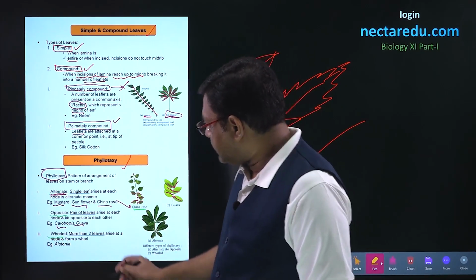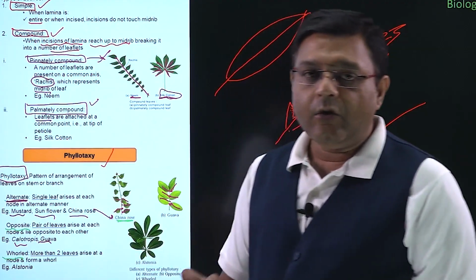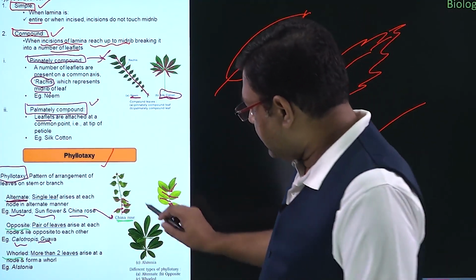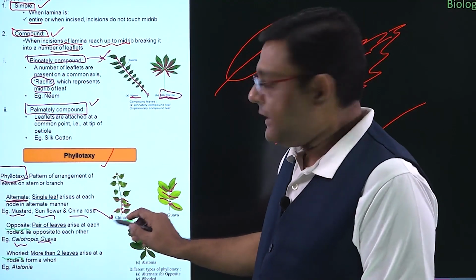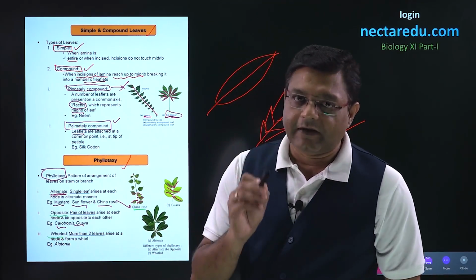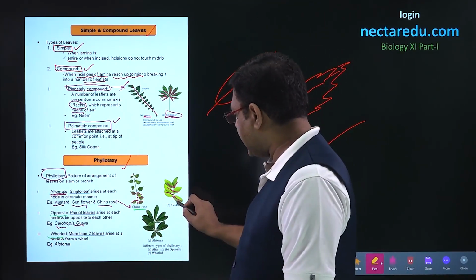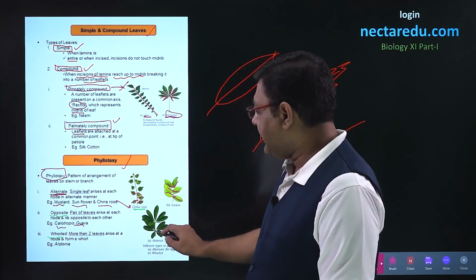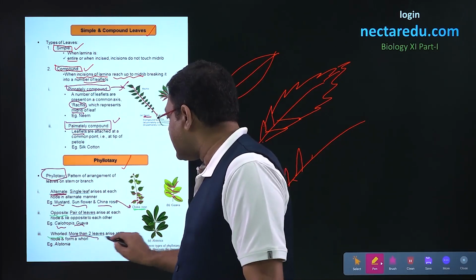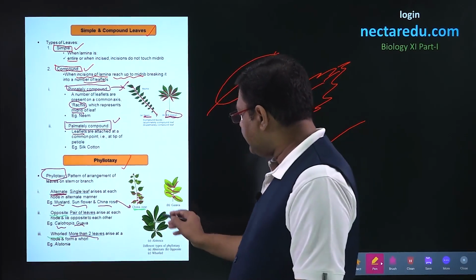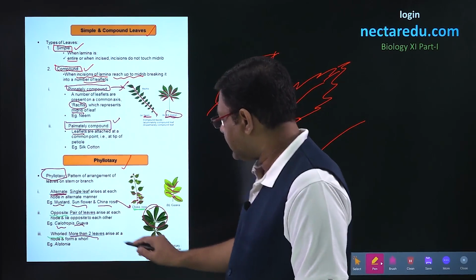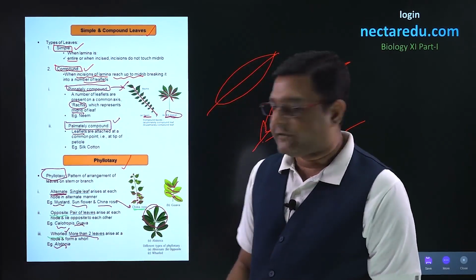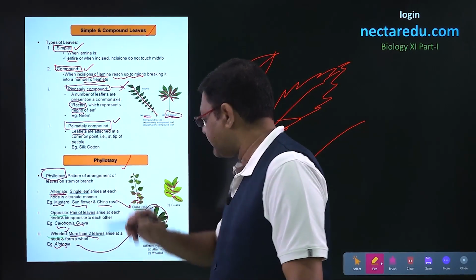The third phyllotaxy is called whorled. Now, if from a single node more than two leaves arise. In the first case, as we saw, from one node it was just one leaf which was coming out. In the second case, it was two leaves which were coming out from a node. If more than two leaves come out from a node and they form a whorl-like structure, it is called whorled phyllotaxy, and the example is Alstonia, which is shown in this particular diagram.